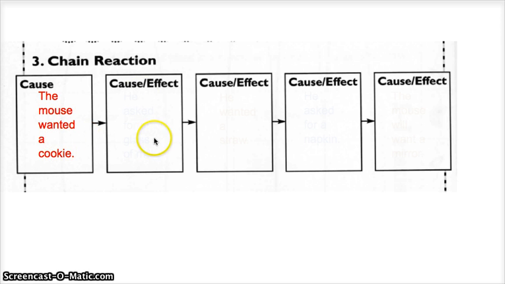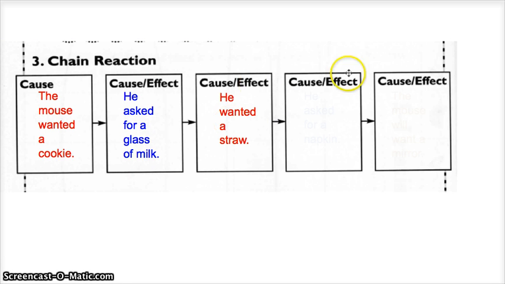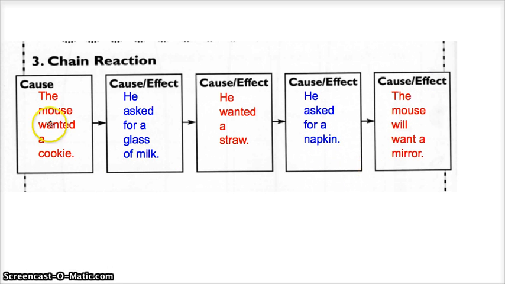First of all, the mouse wanted a cookie. Well, then of course he asked for a glass of milk. And when he asked for the glass of milk, he decided he needed a straw. Then, after he had the straw, he decided he needed a napkin. After asking for a napkin, he realized that he would like to go check out a mirror to see if he had a milk mustache. So you can see how this is an example of a chain reaction. One cause leading to an effect, which becomes a cause, leads to another effect, which becomes a cause, leading to an effect, and so on.